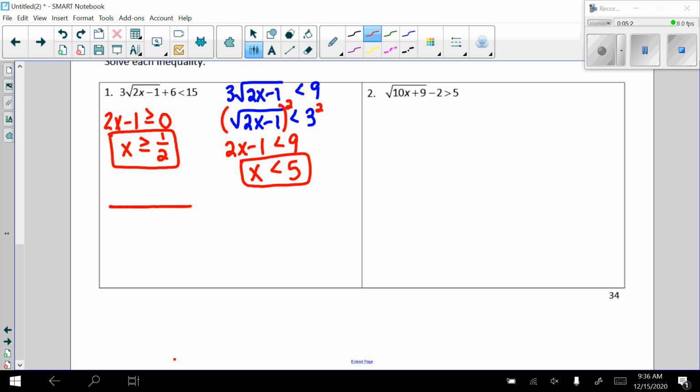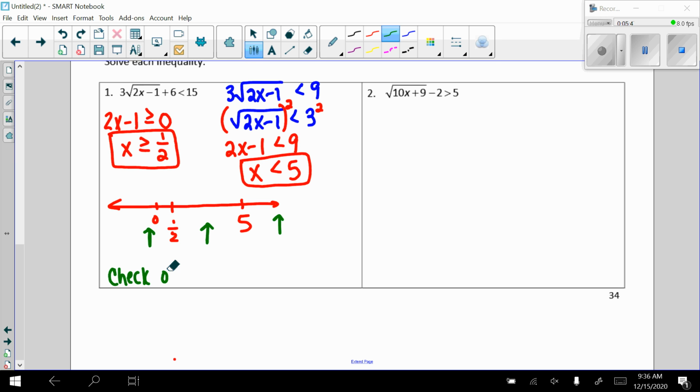So let's go to the number line. Okay, we're going to have 5 over here. We'll have 1/2 over here, and like I said, I always like to drop 0 on the number line. So we must test to the left of the 1/2, between the 1/2 and 5, and then to the right of 5. So I'm going to test 0 first of all.